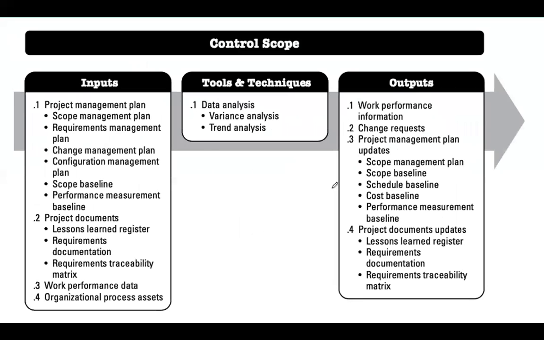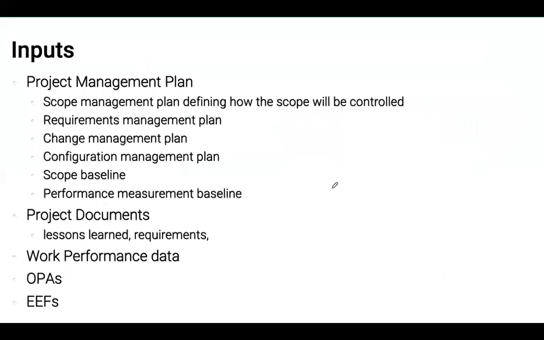So inputs are many, tools are mainly data analysis, and outputs are work performance information on how we're performing against the scope baseline, and change requests, which we might have to deal with through integrated change control. We might update the project plan if so required through the control scope activities, and we can update the project documents.